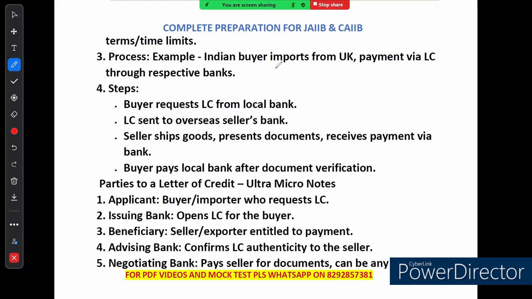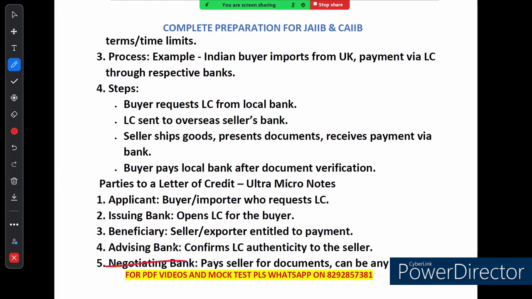Now let's look at the parties involved in the letter of credit. First is the applicant. The applicant is the buyer or importer requesting the LC. The issuing bank opens the LC for the buyer. Now there is something called the beneficiary. The beneficiary is the seller or exporter entitled to receive the payment. The advising bank confirms the authenticity of the LC to the seller.